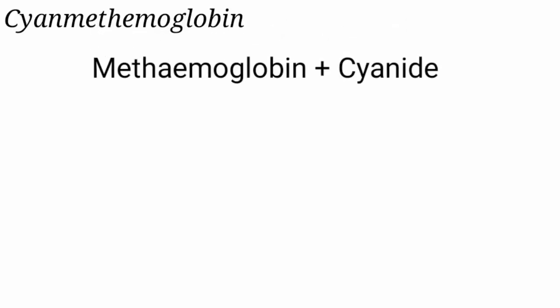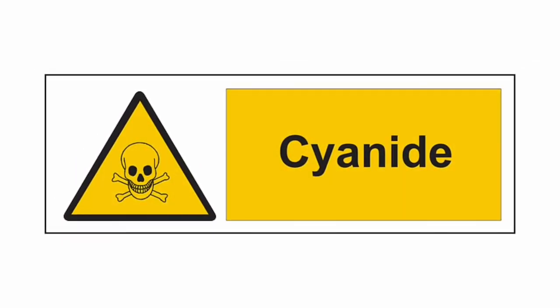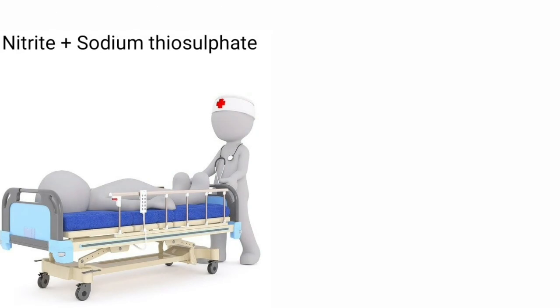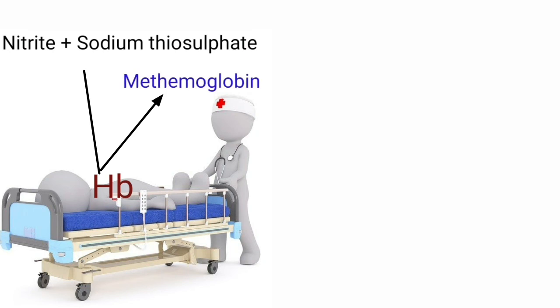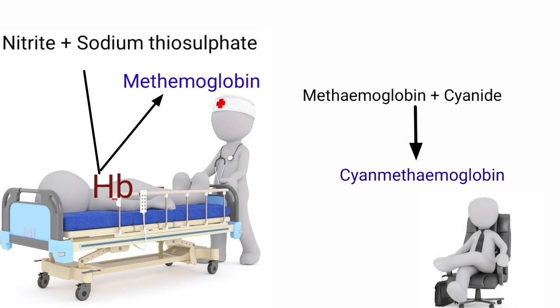Cyanomethemoglobin. Hemoglobin cannot combine with cyanide, but methemoglobin reacts with cyanide, forming cyanomethemoglobin. This property is used as a treatment modality in cyanide poisoning. First, the patient is given nitrate plus sodium thiosulfate, which converts hemoglobin into methemoglobin. This methemoglobin then traps the cyanide as cyanomethemoglobin, which is a non-toxic compound.